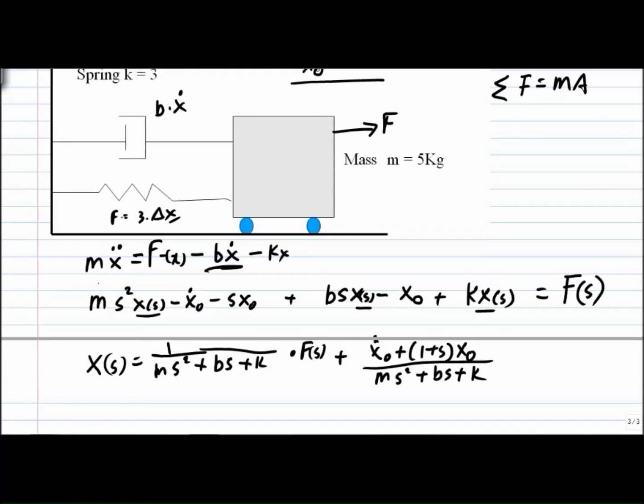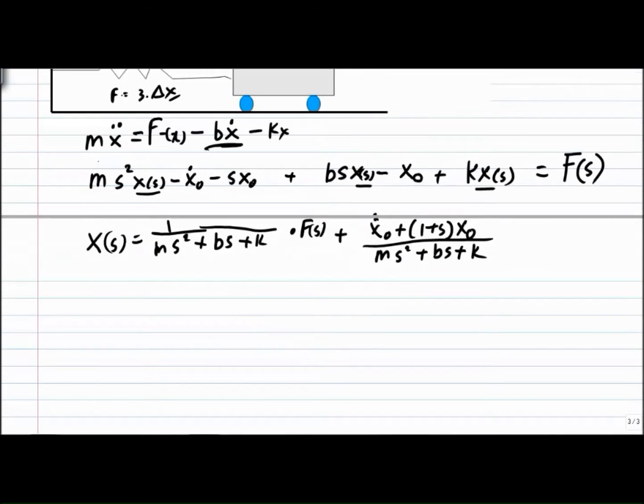Again, if you need to stop this to go through the algebra, feel free. But basically, I've solved for x of s algebraically, which is a lot easier than solving a differential equation. I have this bit of equation which represents how this system is going to behave as a function of our external applied force. This part of the equation goes to the particular solution, and here we have the response of the system due to these initial conditions, x dot 0 and x 0. And so this is the homogeneous portion of it.